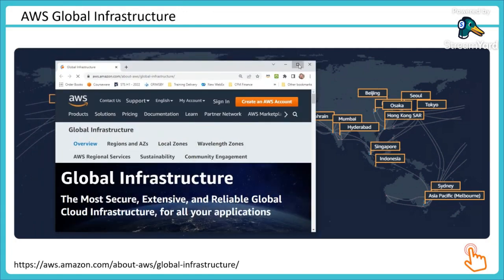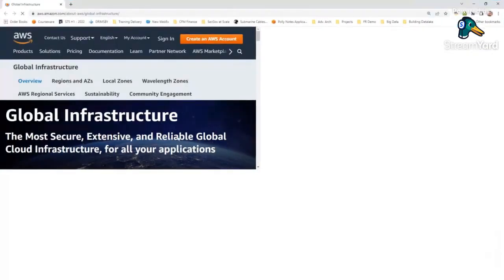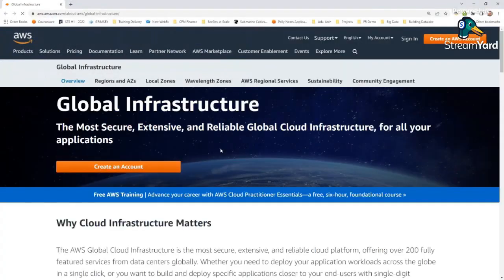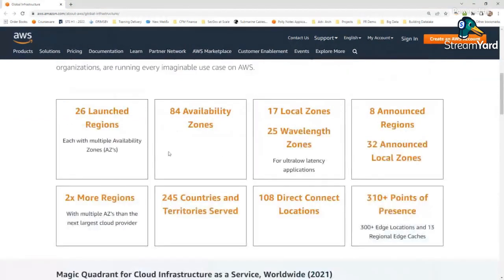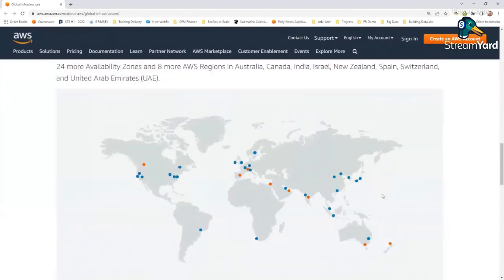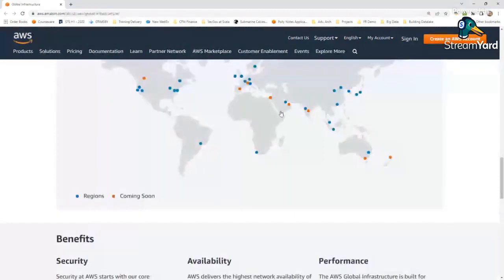This is the most secure, extensive, and reliable global cloud infrastructure for all your applications, and all over the world we have services available. You can get started wherever you want to. This is what our global infrastructure is made up of: 26 regions, 84 availability zones, 17 local zones, then we have 310 points of presence, and all over the world we have our resources available. These blue dots are regions where services are available, and these orange dots are where services would be coming up soon.